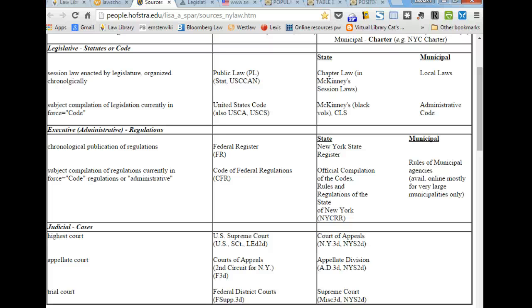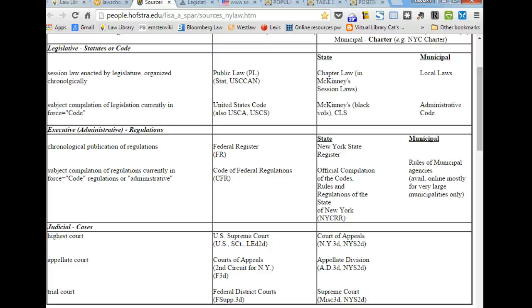So remember, we had McKinney's session laws. These are the chronologically arranged chapter laws, the session laws as they were passed by the legislature and Senate and signed by the governor. So I pulled out a random volume, 1991. So here are the session laws from 1991. And it says here on the spine, McKinney's Session Laws.